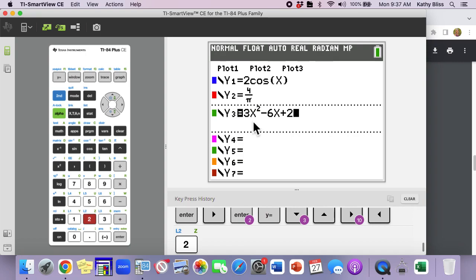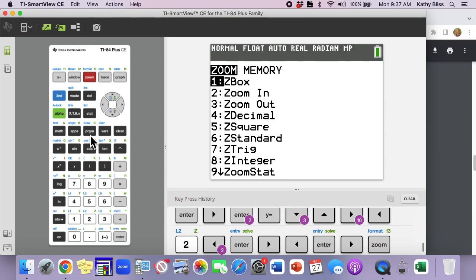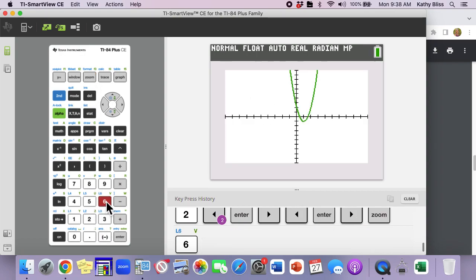Notice how this equation is highlighted and the other two aren't. You can do that by just going over the equal sign and hitting enter. If it's not highlighted, I go over and hit enter again and it is highlighted. I did not set my window, I just did zoom standard, which gives you a 10 by 10 grid, and there is my graph.